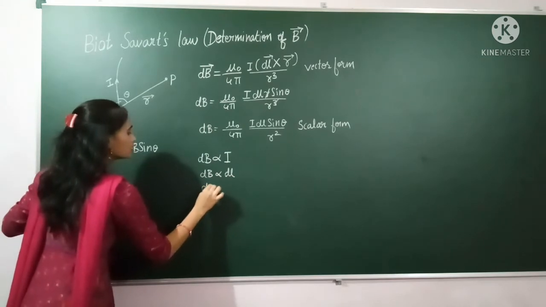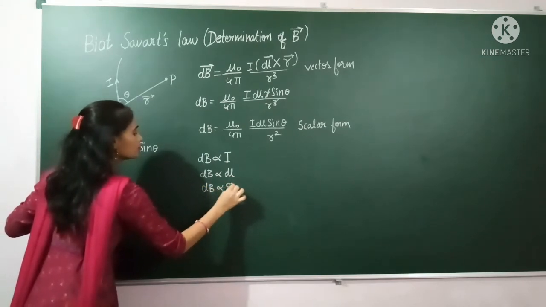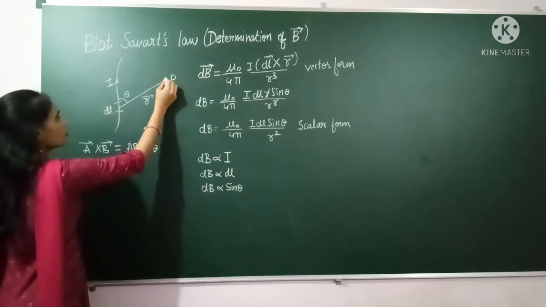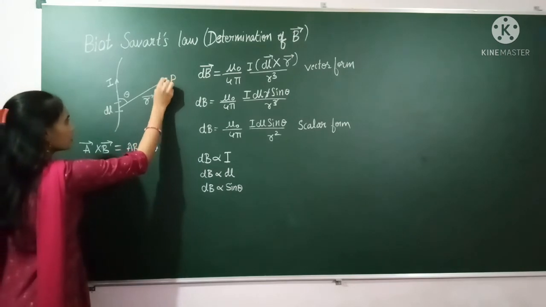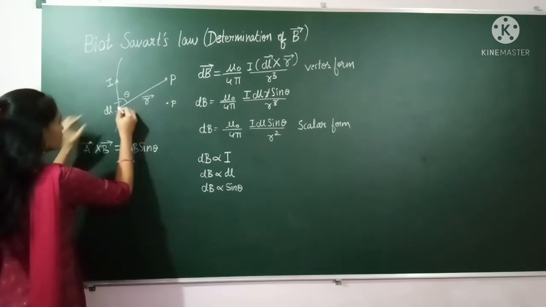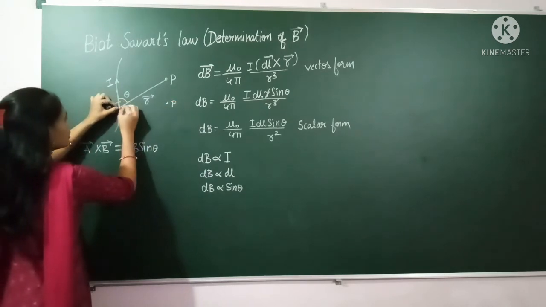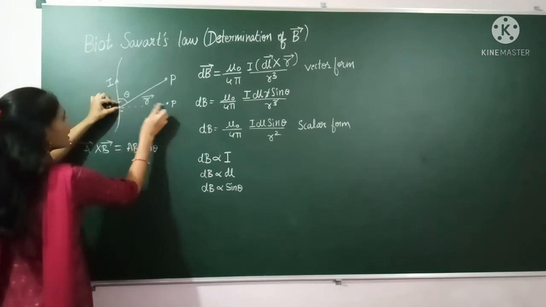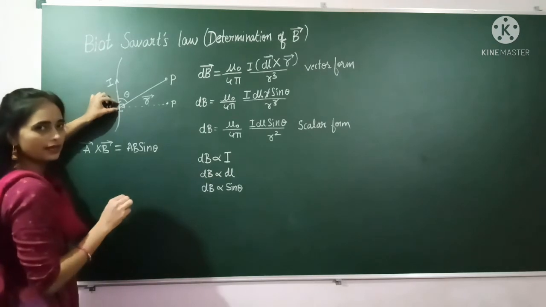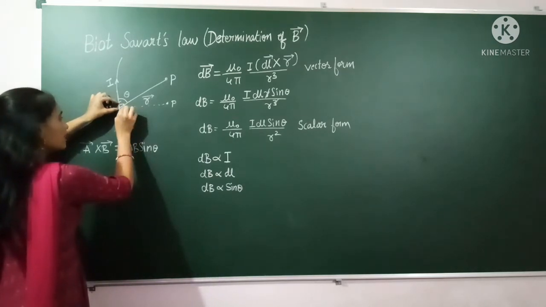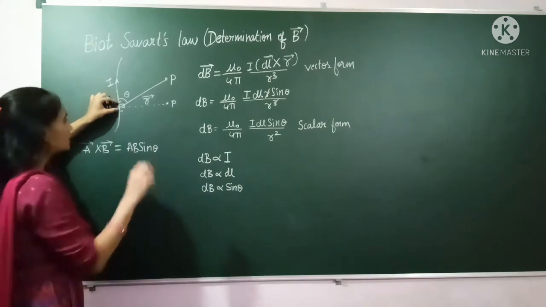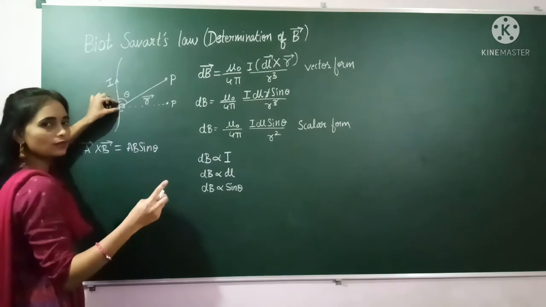Next, dB is directly proportional to sine theta. Why? Suppose this is the point P, and instead of taking the point P here, you take the point P here. This is the current element, and this is the distance between the current element and the point P. Now see the angle, this angle will be 90 degrees. So if theta becomes 90, sine 90 becomes 1, which is taken as the maximum value.